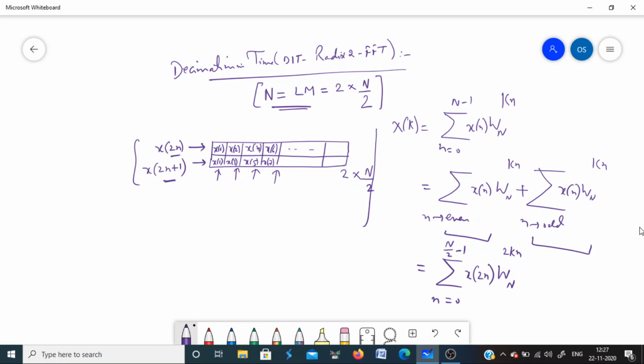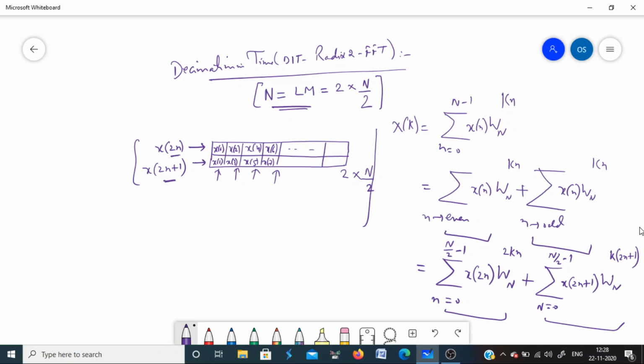Similarly, in the next case, when n is odd, it means you have x of 2n plus 1 samples here, and W_N to the power k, n will be again 2n plus 1. So n from 0 to N/2 minus 1. So this sequence will give you the even points, this will give you the odd points.